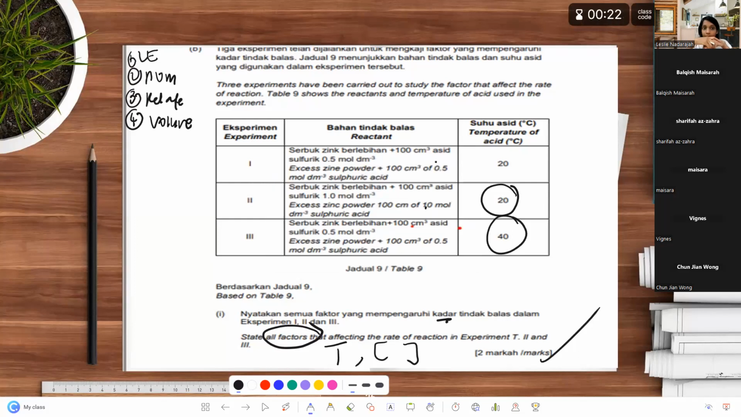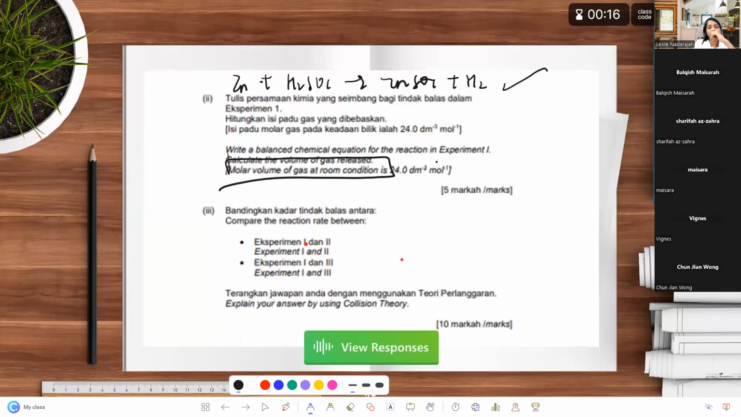So you can go back to the question. The question is asking you, calculate the volume of gas release.